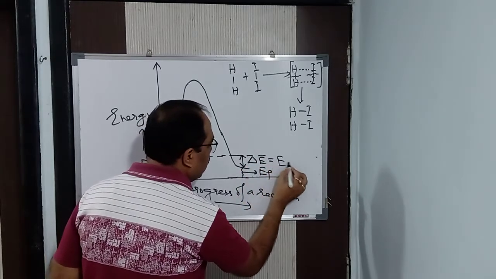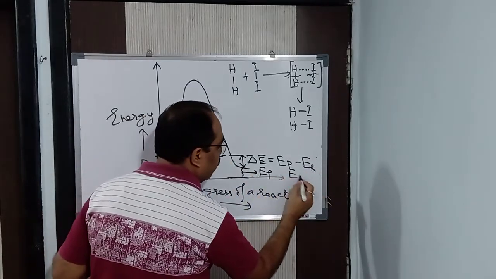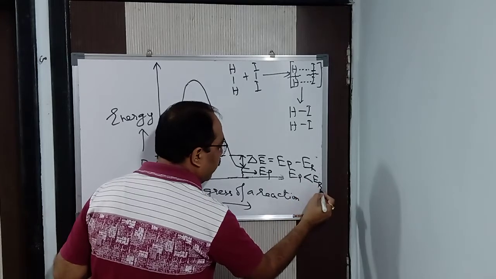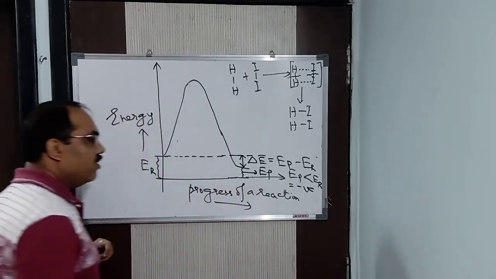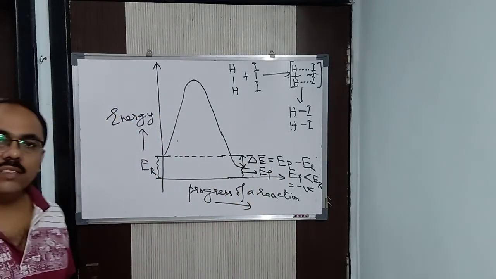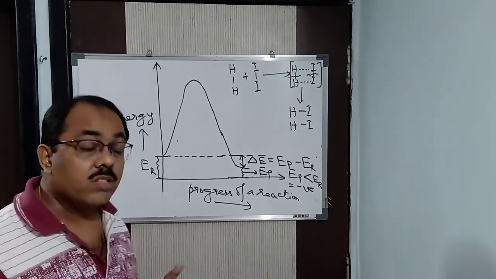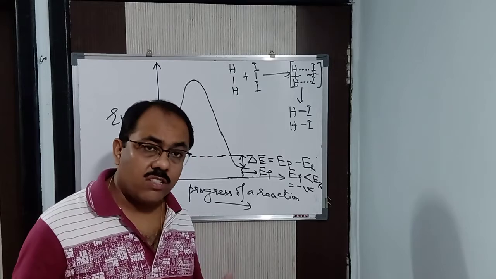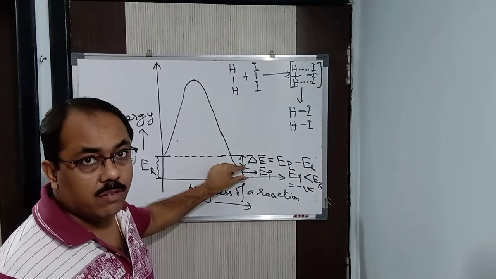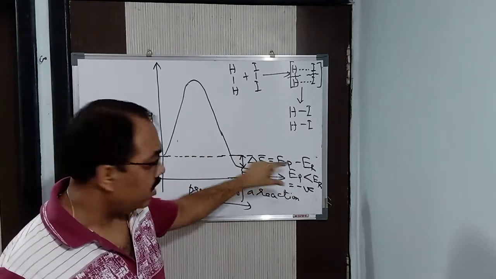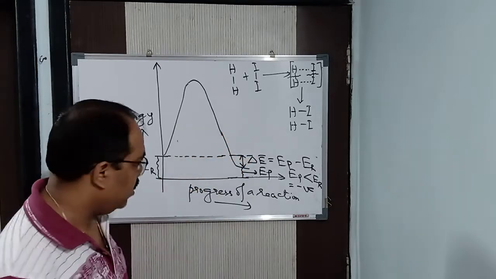Same formula, delta E is equal to EP minus ER. You can see EP is less than ER. So when you do EP minus ER, the answer is negative. Negative means it is an exothermic reaction. So it depends upon how much energy it loses. If the energy of the product is less than that of the reactant, it is an exothermic reaction. If it is more, then it is known as an endothermic reaction. That depends upon the nature of the reaction.